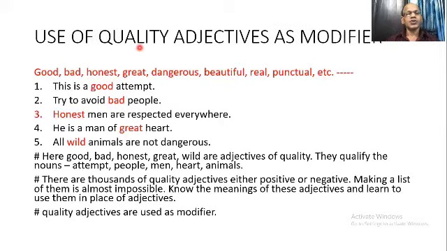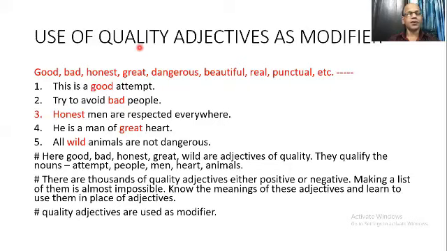The next use of quality adjectives is modifier. Quality adjective, adjective of quality. Look at the adjective: good, bad, honest, great, dangerous, beautiful, real, punctual. These are some adjectives. You can write hundreds and thousands of adjectives in your list. So let us see the use of adjective in sentences. Number 1, this is a good attempt. So good is an adjective, it modifies the noun attempt.